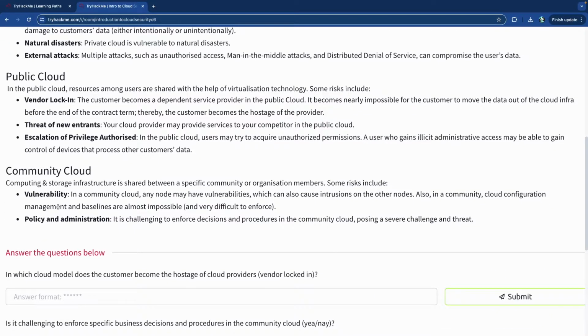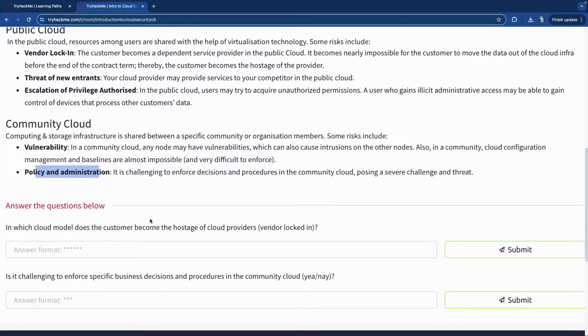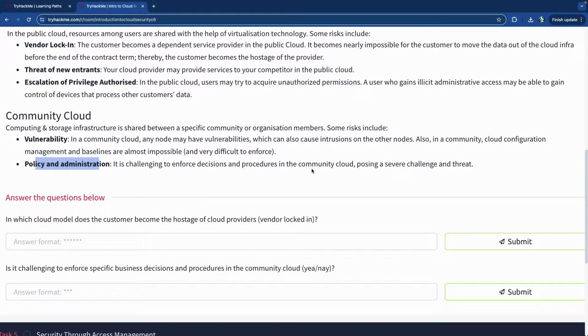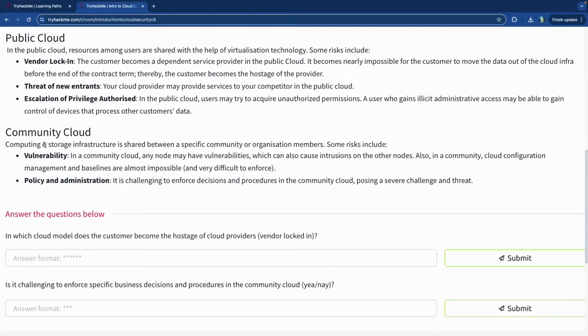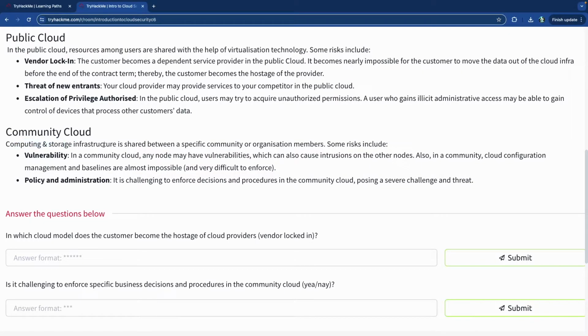And then you have the community cloud, which is vulnerability. Any node may have vulnerabilities which can cause intrusions on the other nodes. And in a community cloud, configuration management and baselines are almost impossible, meaning very difficult to enforce and very difficult to manage and notice. And then you have policy and administration to enforce decisions and procedures in the community cloud. It's very difficult, posing a severe challenge and a threat. So community clouds are essentially computing and storage infrastructures that are shared between a community or the members of an organization. So that's what that is.